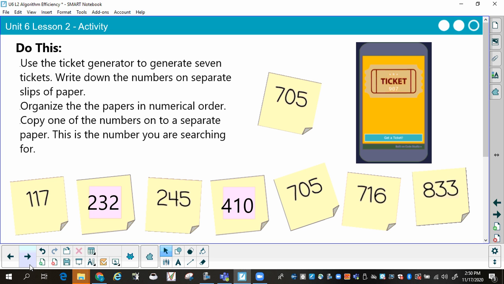Now, do this. Use the ticket generator to generate 7 tickets, or 7 numbers. Write the numbers down on separate slips of paper. Organize the papers in numerical order, and then copy one of the numbers onto a separate paper. This is the number you're searching for. I have my examples here. You can use different examples. Okay, so I've got them here. I'm going to look for 705.